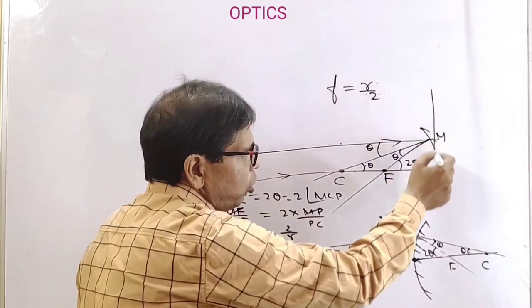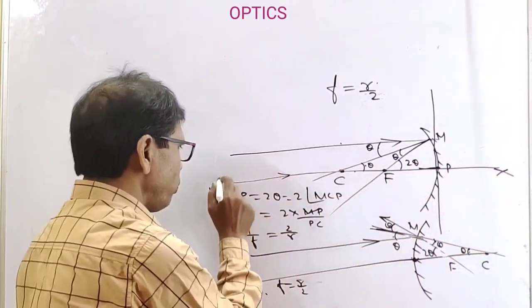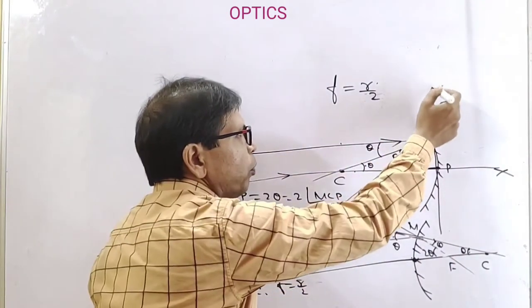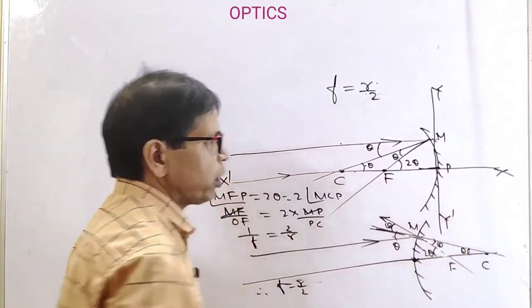Now sign convention. Look at this ray. This is the y axis, this is the x axis. This is the positive x axis, this is the negative x axis. This is the positive y axis, so this is the negative y axis.